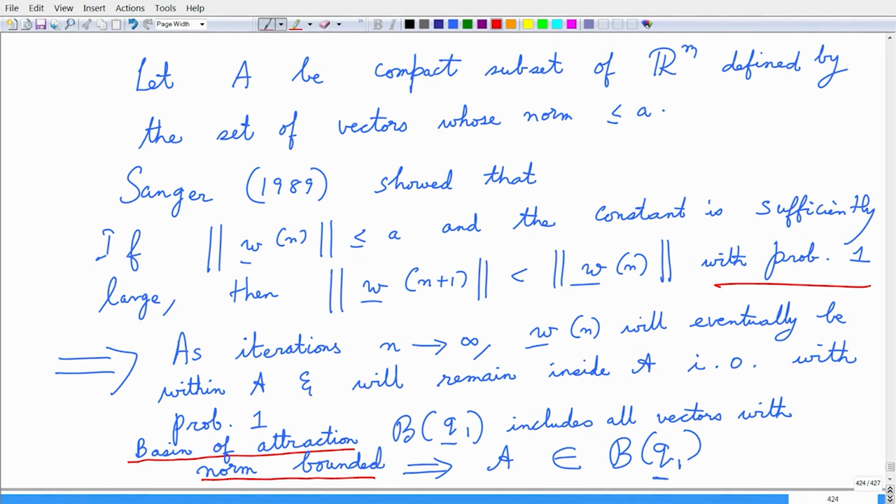And what is happening here is this basin of attraction around this eigenvector q1 includes all bounded vectors, and this implies that a compact subset of Rm is part of this basin of attraction, and that is what is happening here.